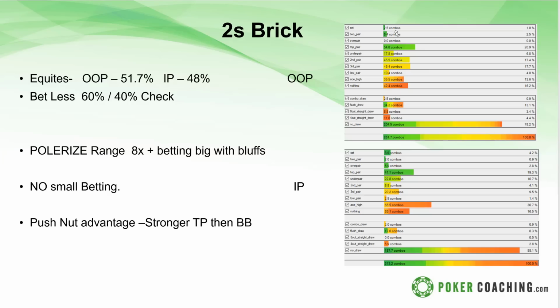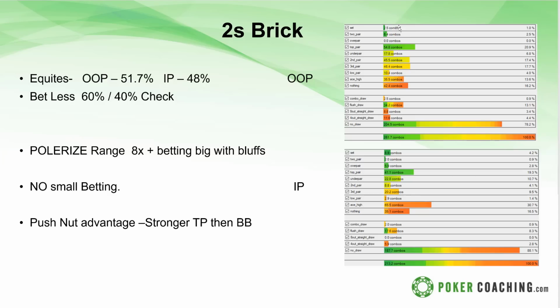So now let's look at the range composition here. On the top, we have the out of position player, and on the bottom, we have the in position player. Now this is how we can take a look at this. In position has a set 4% of the time, out of position 1% of the time. So that's still the same. And the out of position basically never has a set now other than deuces.